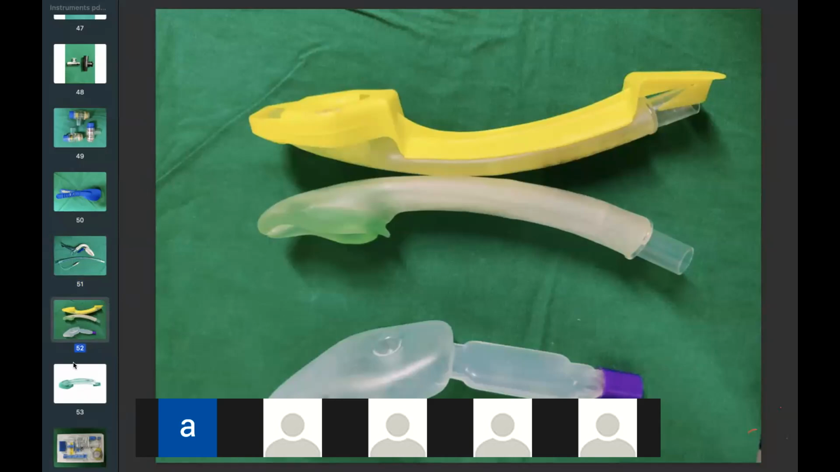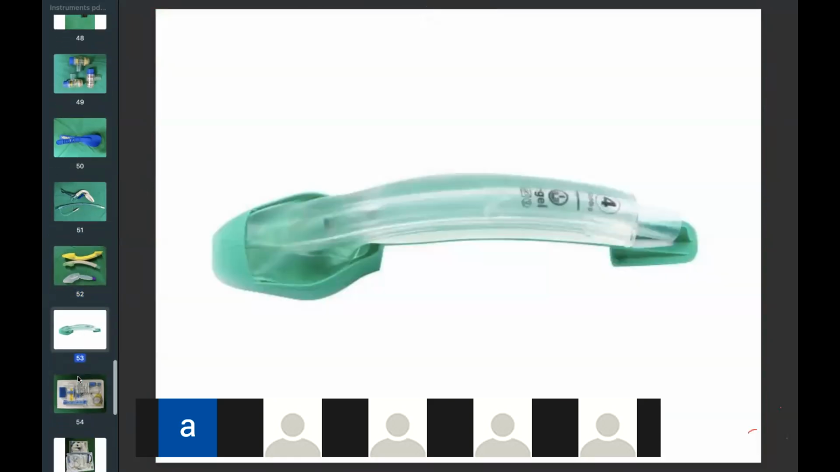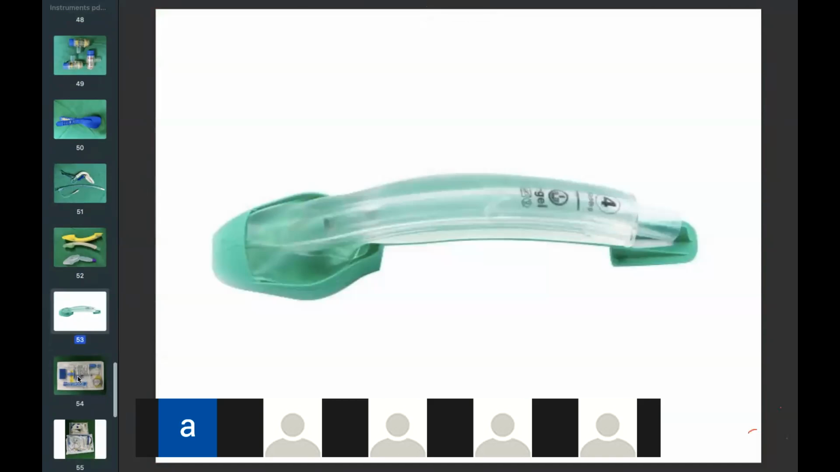Garima, would you like to just go ahead and enumerate different types? Unfortunately, we don't have the secondary LMAs right now, ma'am. What you are showing is iGel. The difference between iGel and the other LMAs is that it doesn't have a cuff. It is made up of a thermo-elastic material, which automatically takes the shape of the oral cavity when it goes inside. And it doesn't have a gastric port, ma'am, separately. So this falls into the first generation.